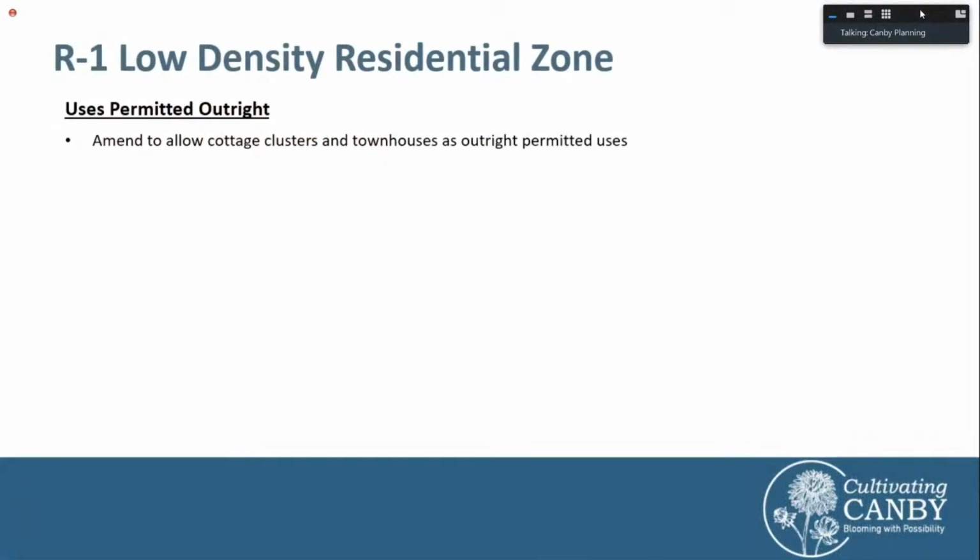Okay, so as we discussed at the beginning of this presentation, we are looking at updates to several sections of the existing code. We're going to start with the R1 low density residential zone, and dovetailing off of the comments that Kelly provided, we are proposing some use updates to the R1 district. First and foremost, we are adding code language that would allow for cottage clusters. Again, that's a new type of housing that is not covered by Canby's code currently. So that is an entirely new use that's listed for R1.